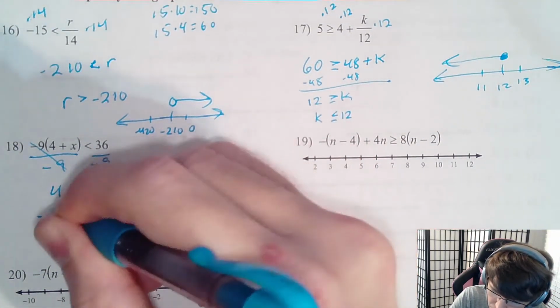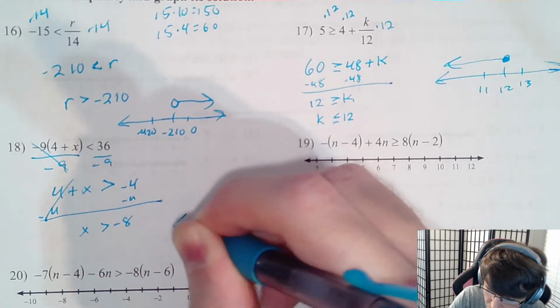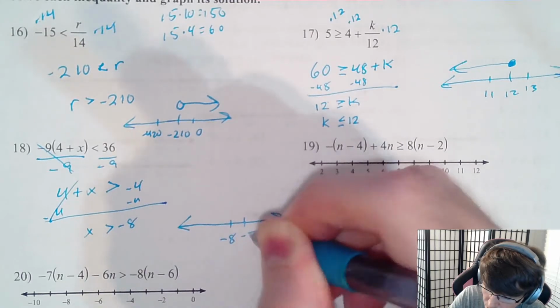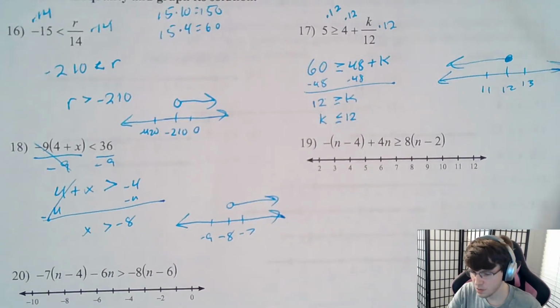-4 on both sides, subtract them up. Cancels. x is greater than -8. Make that number line. -9, -8, -7, open circle, points to the right. Boom.